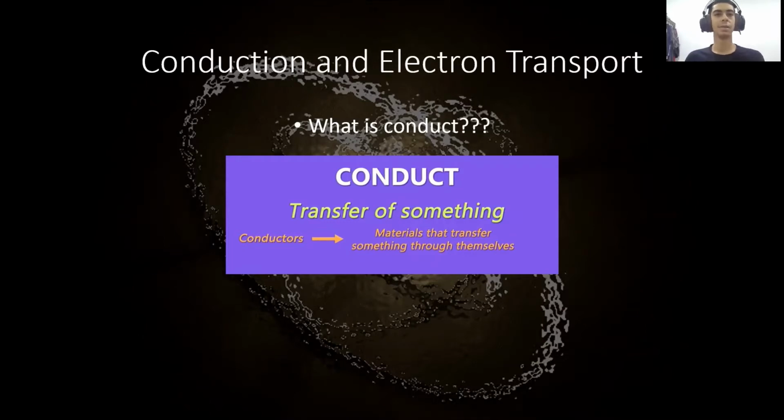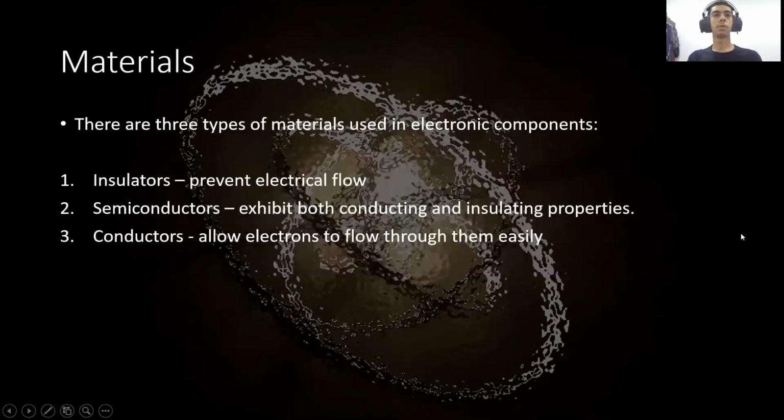Actually, conduct is leading something. That's why they call them conductors, right? Conductors are, for example, the first electrons that transfer from one atom to another atom. So these are materials that transfer something through themselves. We're going to talk about the materials first, and then we go back to the graph. These are 3 materials: some of them conduct, and some of them are not good conductors of electricity. So there are insulators, semiconductors, and conductors.